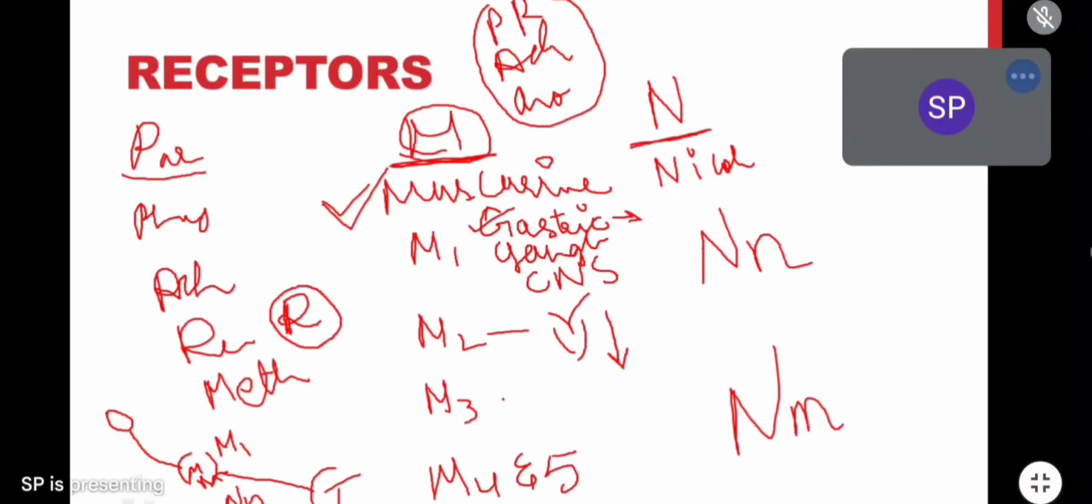Okay. Now M3 receptors. This is very very important. M3 receptors are present on smooth muscles. M3 receptors are present on exocrine glands, all exocrine glands. M3 receptors are present on endothelial cells. M3 receptors are present on smooth muscles. अब बोलो smooth muscles कहाँ कहाँ रहते हैं? Smooth muscles of GI tract, smooth muscles of urinary system, and smooth muscles of bronchioles.